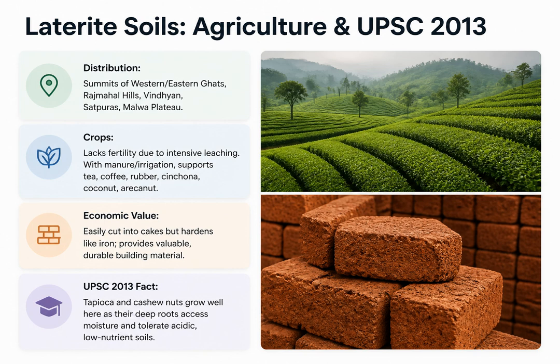Because of intensive leaching, they lack natural fertility. However, when properly manured and irrigated, they support valuable plantation crops like tea, coffee, and rubber. Economically, they provide highly durable building material, since they can be cut into cakes that harden like iron. Interestingly, as noted in a 2013 UPSC question, crops like tapioca and cashew nuts grow well here because their deep roots can access moisture and tolerate the acidic, low-nutrient conditions.